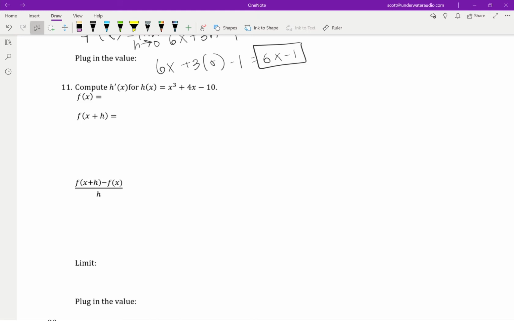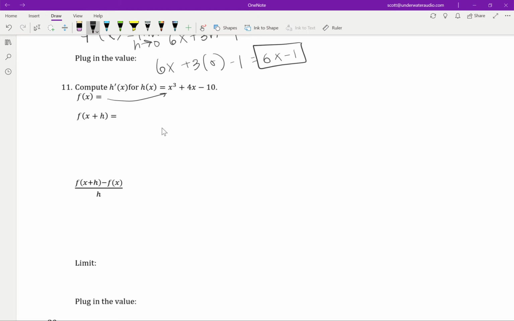Sorry about that. So this is problem number 11, section 1.4, and I am trying to compute the derivative using the limit definition of h of x equals x cubed plus 4x minus 10. To do that, I'm going to follow the steps here. The function was given to me. It's h of x. And f of x plus h means I'm going to take that function, and everywhere I see an x, I'm going to change it to be x plus h.